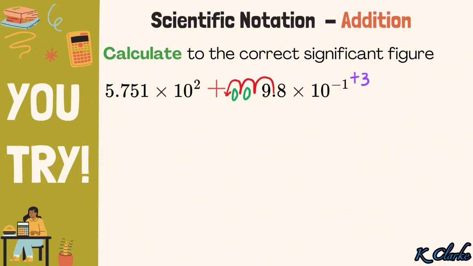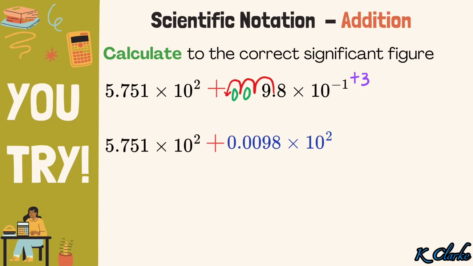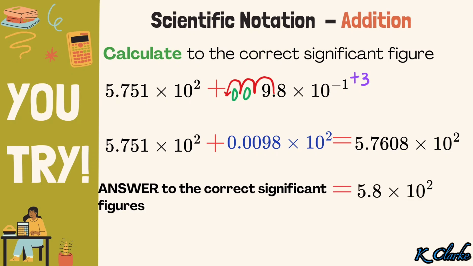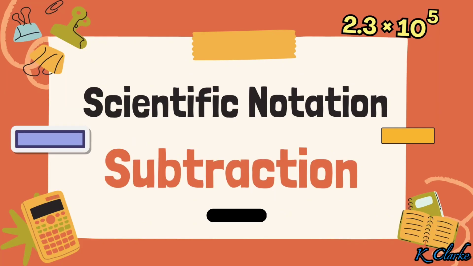So we move the decimal point 3 times to the left. Place the converted value in the equation, then do step 2 addition. The answer will be 5.7608 times 10 to the power of 2. The answer to the correct significant figures is 5.8 times 10 to the power of 2. We are finished with addition. Now moving along to subtraction.